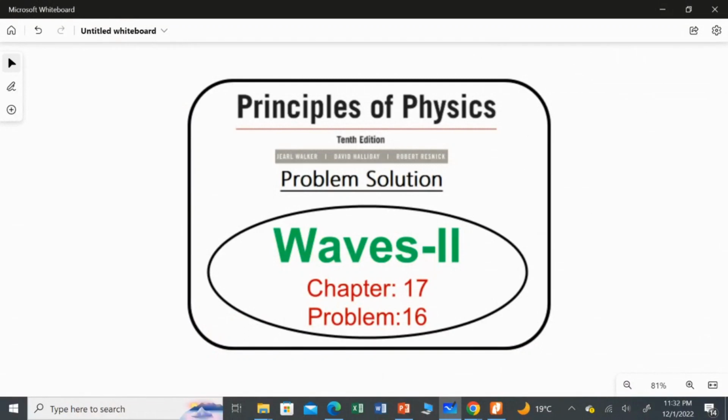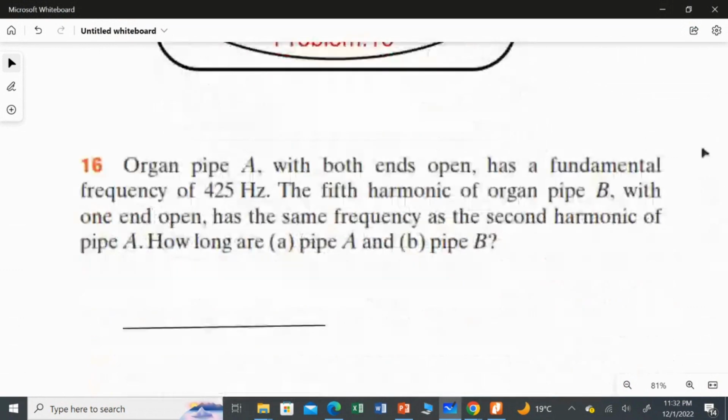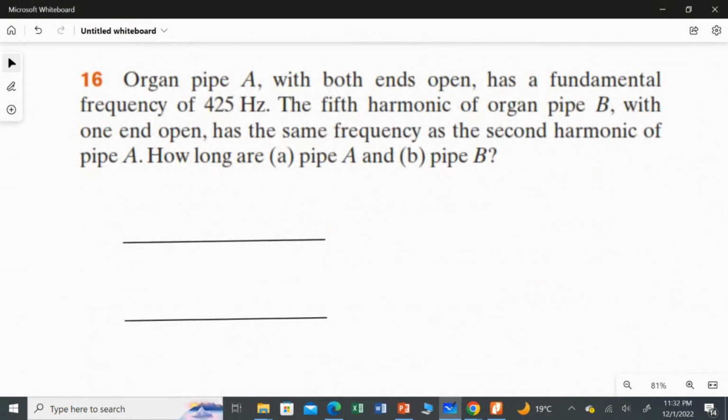In this video, I am going to solve the 16th problem from chapter 17, Waves Part 2. Organ pipe A with both ends open has a fundamental frequency of 425 Hz. The fifth harmonic of the organ pipe B with one end open has the same frequency as the second harmonic of the pipe A. How long are pipe A and pipe B?